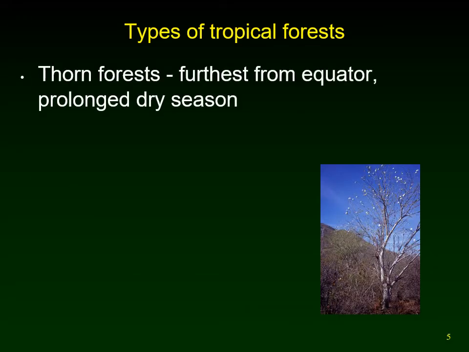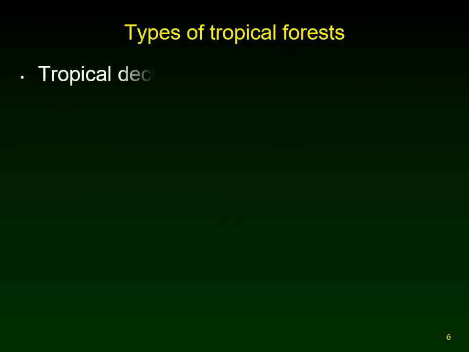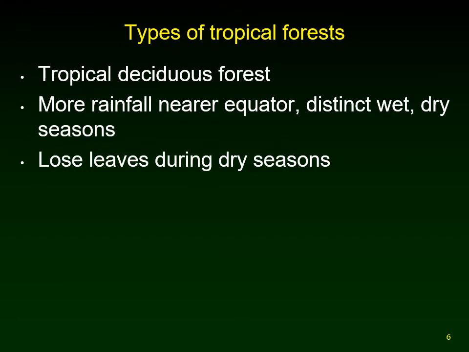So types of tropical forests, there are thorn forests, which are furthest from the equator. They have a very long dry season. There's tropical deciduous forests, and they're a little bit closer to the equator. They do have a distinct wet and dry season, but they will lose their leaves during the dry season.